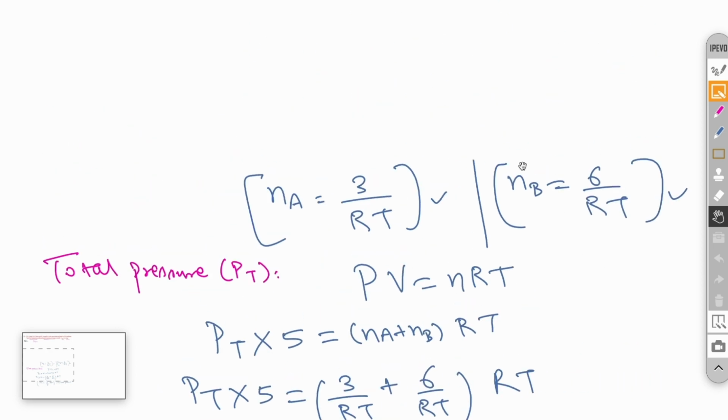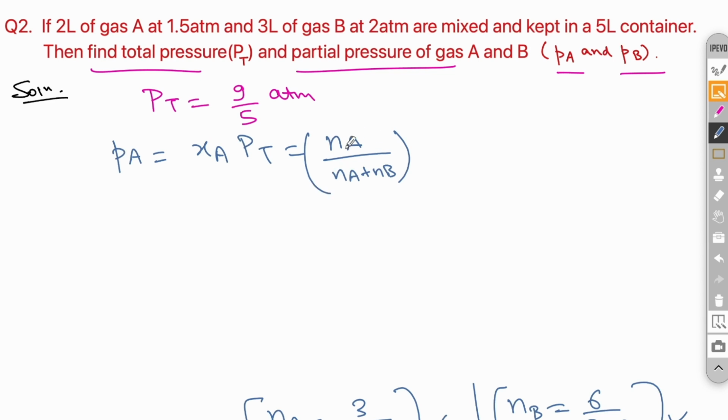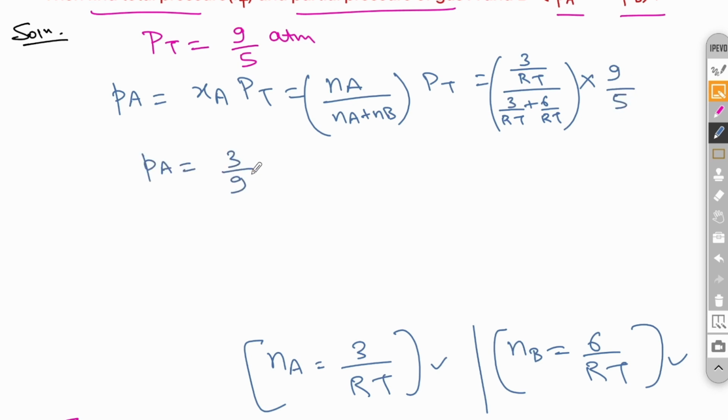So let's quickly erase this part and solve for the partial pressure. So we got the total pressure is equal to 9 by 5 atm, right? And we have to find the partial pressure of gas A, that will be equal to XA multiplied by PT, that is mole fraction of gas A multiplied by total pressure. We know what's the value of mole fraction, it is moles of gas A divided by total moles. So we'll simply put the value, we know the value of Na and Nb, so we'll put the value 3 by RT divided by 3 by RT plus 6 by RT and multiplied by total pressure, that is 9 by 5, and on solving we'll get the partial pressure of gas A is equal to 3 by 9 multiplied by 9 by 5, which is 3 by 5 atm, right?